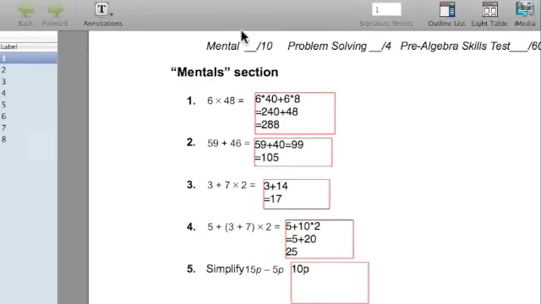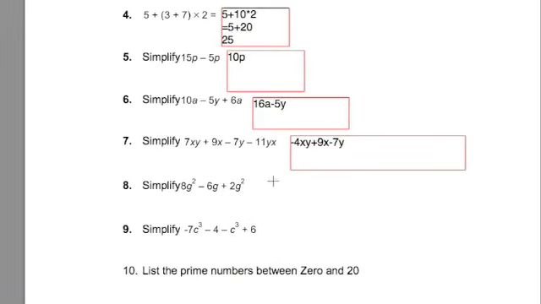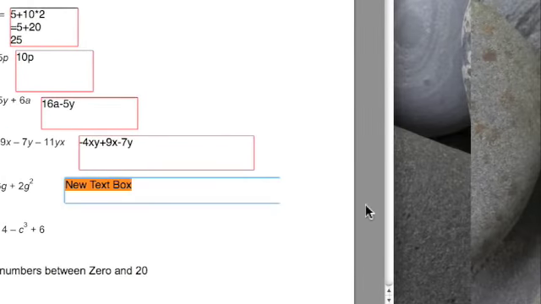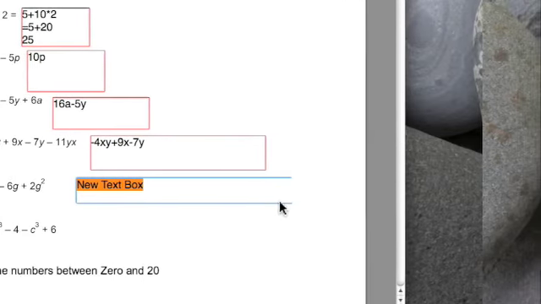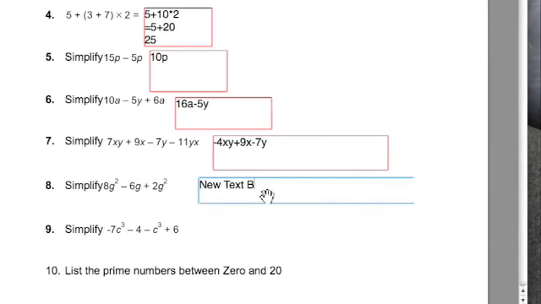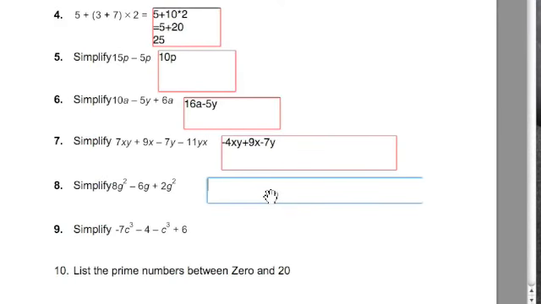Okay, now another text box, and let's see. Okay, now this fella, it's interesting. Okay, now the g squared, because that's g times g, they're like terms, g squared and g squared. But the g, which is just g, it's not g times g, is unlike. So we can work with the g squareds. So 8g squared plus 2g squared is 10g squared.